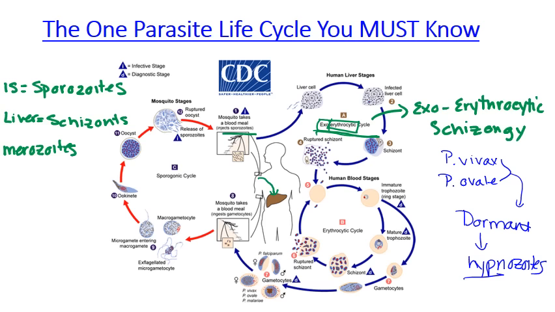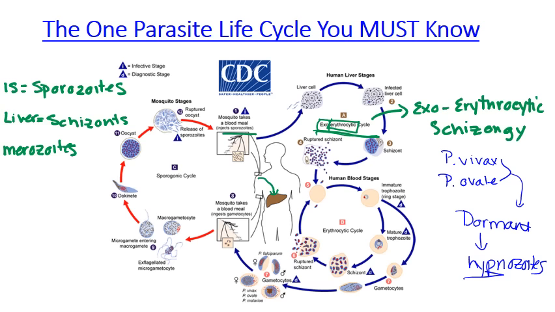This causes relapses in the bloodstream of malaria, basically weeks or even years later, as these P. vivax and P. ovale schizonts reappear. So they start as schizonts. Well, actually, they start as sporozoites, they become schizonts, they go into hypnozoites, and then they come back into schizonts and rejoin the life cycle, all right? All right, let's get back to our regularly scheduled program.